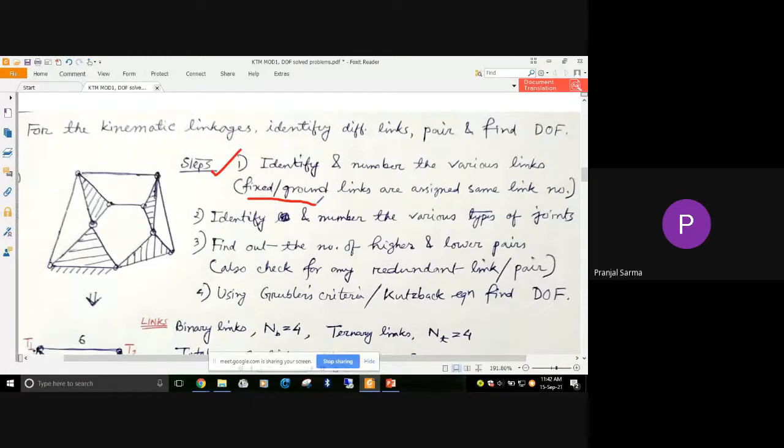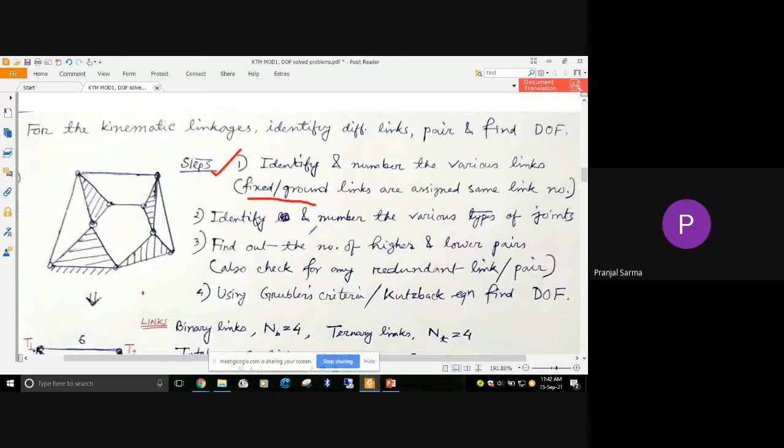We don't give different links because ultimately, with respect to the fixed link, the relative motion of the other links will be the same, whether the fixed link lies here or the fixed position lies somewhere else. Ultimately, the relative movement of a point with respect to the fixed position is always the same. Next, we have to identify the different number of various types of joints.